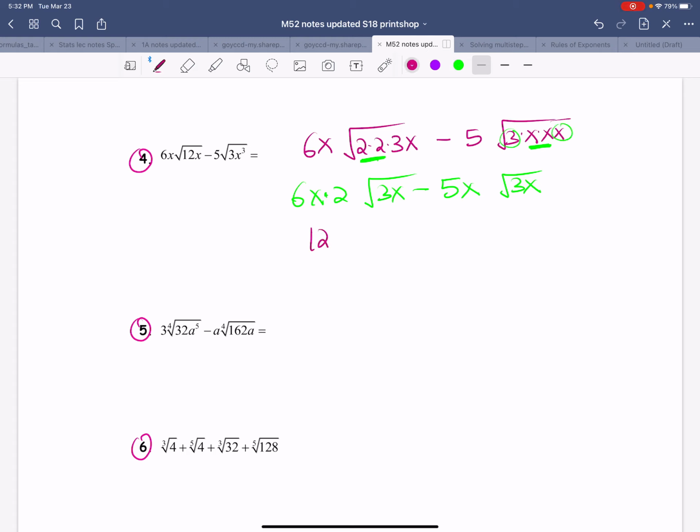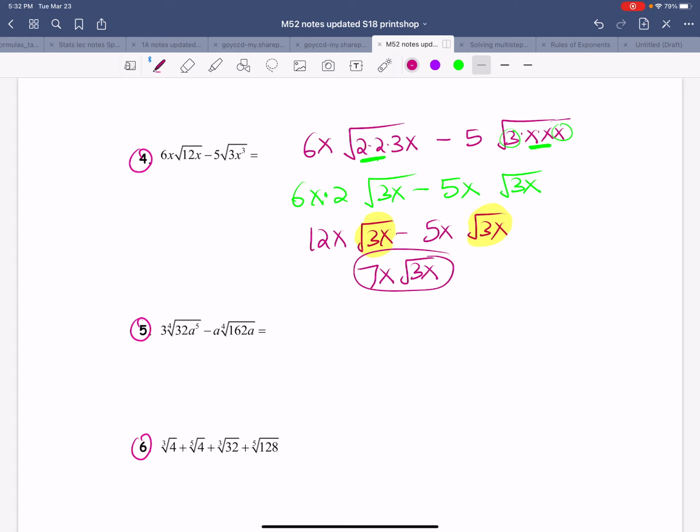So this turns out to be 12x root 3x minus 5x root 3x. Well, if you look carefully, these two radicals are like radicals because they have exactly the same number inside the root. So we can add or subtract the numbers in the front. 12x take away 5x is going to equal 7x root 3x. And that's my final answer here. That's what I got after adding and subtracting these radicals.